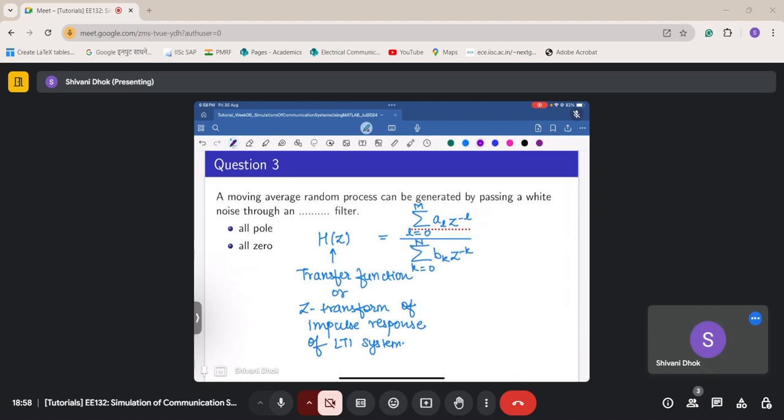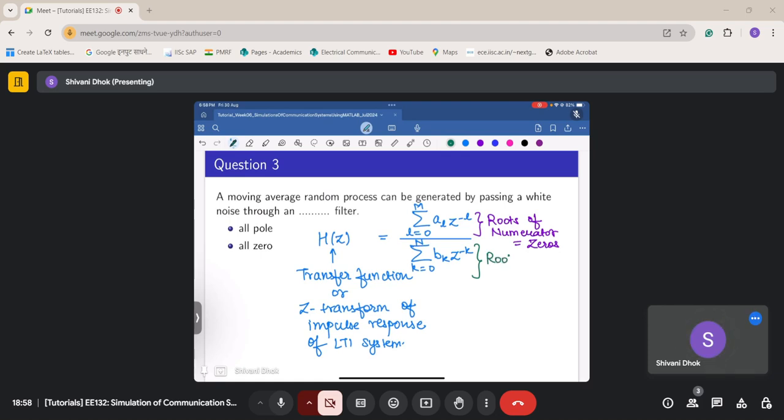Now, the roots of the numerator polynomial are known as zeros. And why is it so? Because if we substitute z equal to the roots in this particular equation, you will get H of z equal to 0.